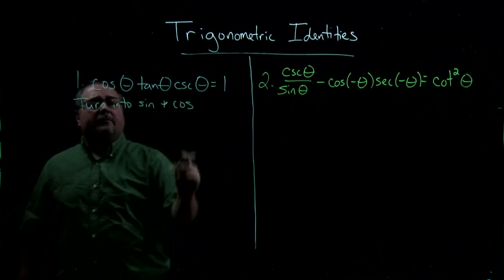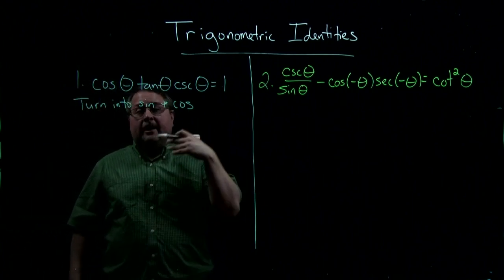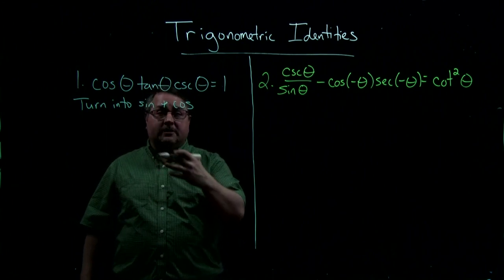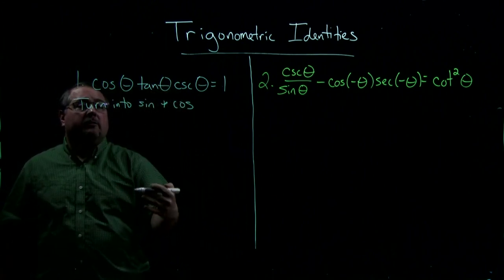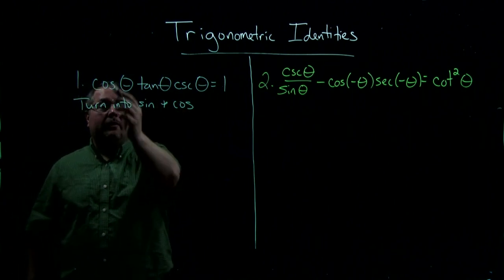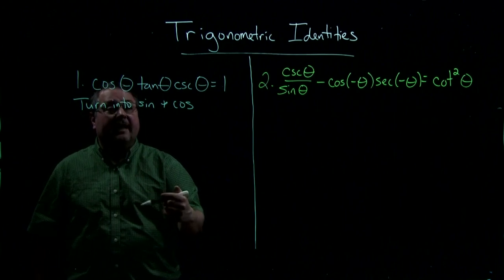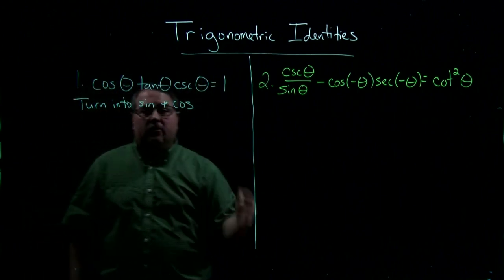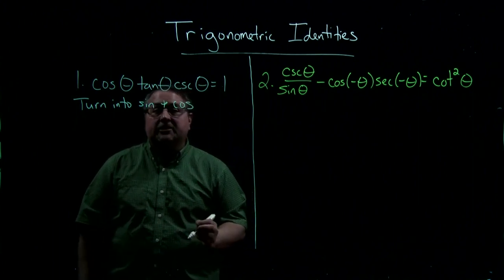Because we have our reciprocal identities and our quotient identities, that allows us to turn any trig function we want into sines and cosines. And generally, when we try to prove a trig identity, what we'll do is start with the left-hand side, or start with the more complicated side, it's usually the left-hand side, and try to simplify it to make it look like the right-hand side. So essentially, this is a process of simplification.